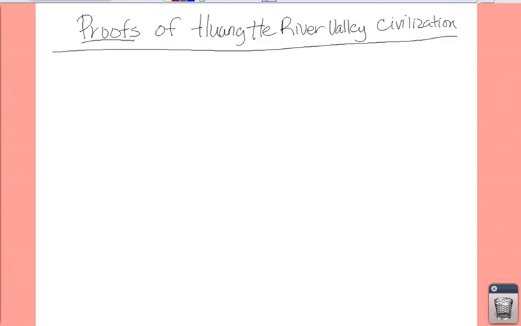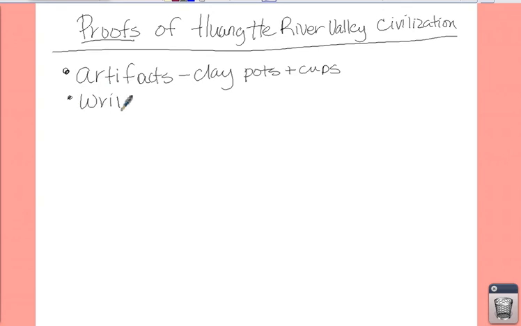So we're going to write down under proofs that they found artifacts. And what were those artifacts? Clay pots and cups. And they also found written records. So we know that's proof.